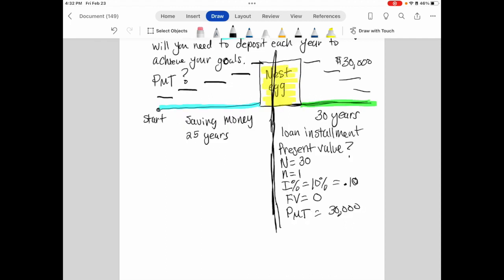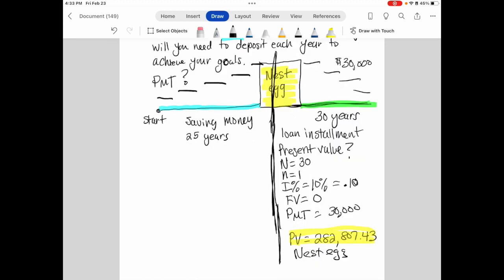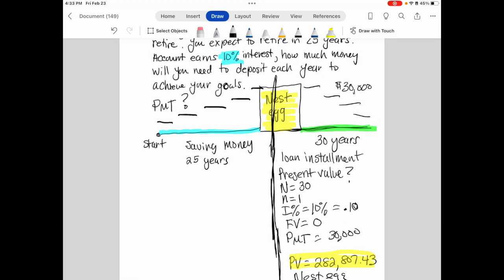So when we solve this, no matter what method you use, you are going to get that the nest egg that you need to have in there is going to be $282,807.43. So this is your nest egg. When we're solving for it, we're looking for the principal or the present value. Now, if we go back and look at the first part of the timeline where he's trying to save money for 25 years, we need to figure out the amount of the payment that he needs to put in every year to save up for that nest egg.